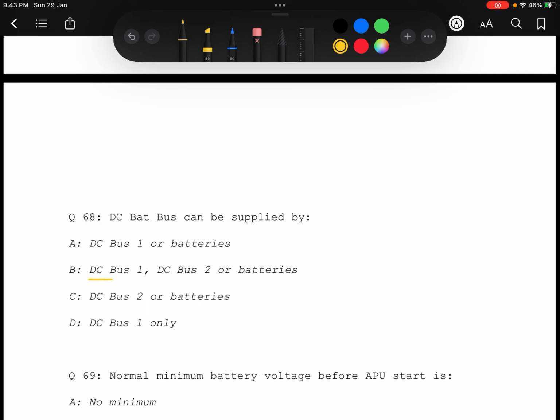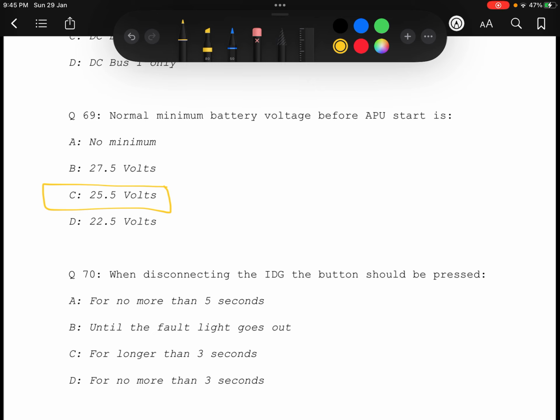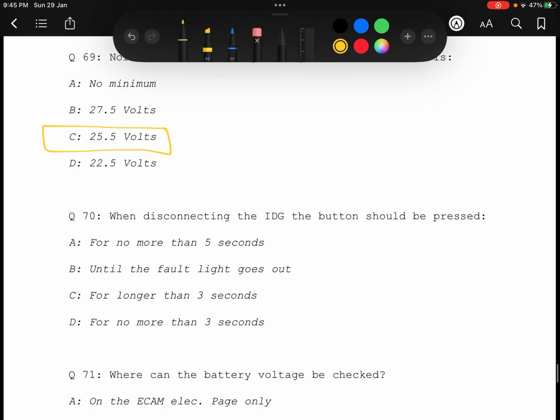So here goes the next question. Yes, it is bravo, 68 bravo. Normal minimum battery voltage before APU start is what? Can you answer it or not? It should definitely be more than 25 volts. We have discussed this question before. It should be 25.5 volts. You can go to the FCTM and procedures and you will find it out.